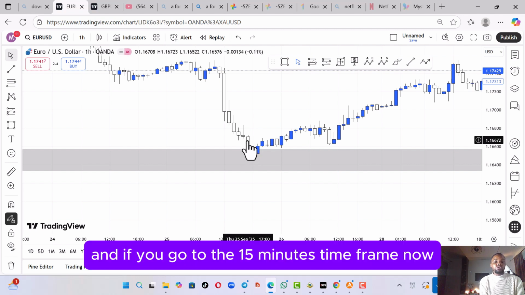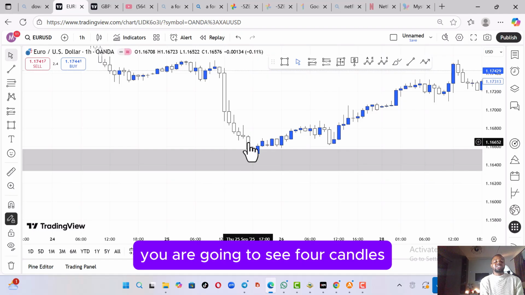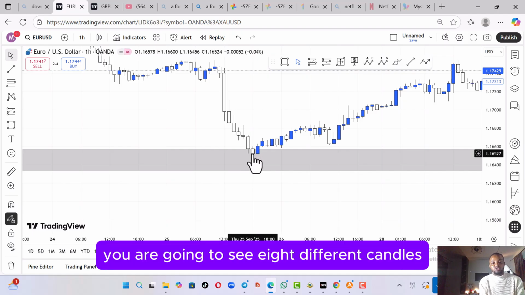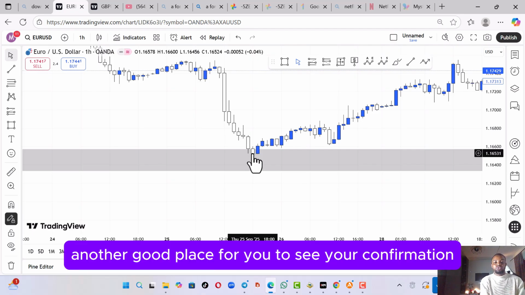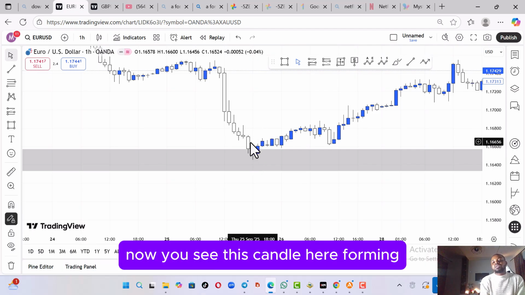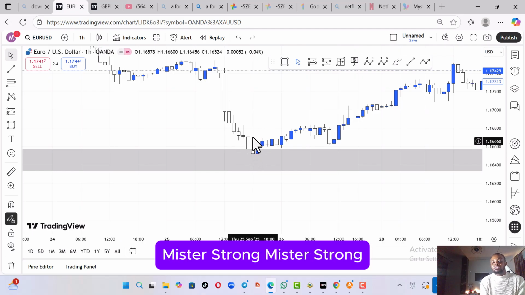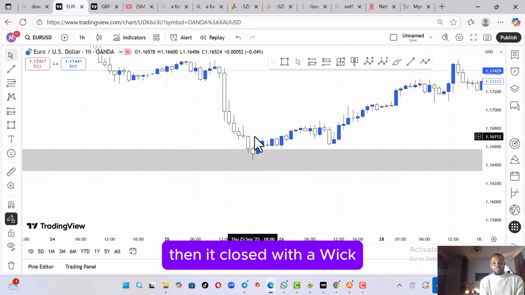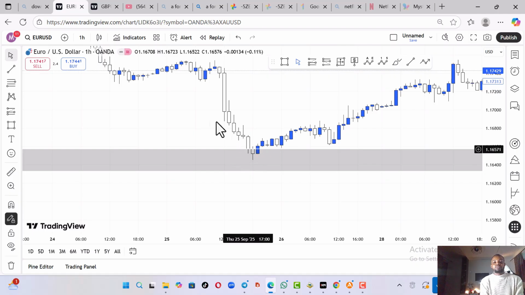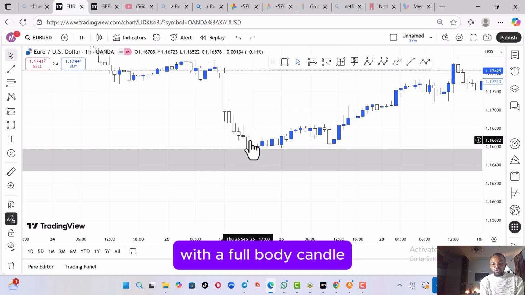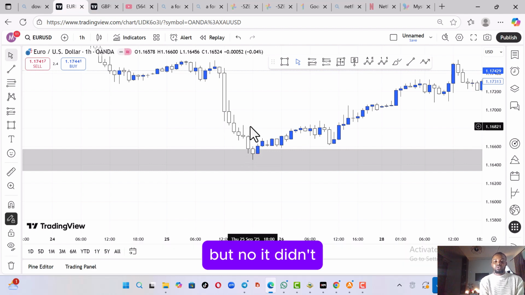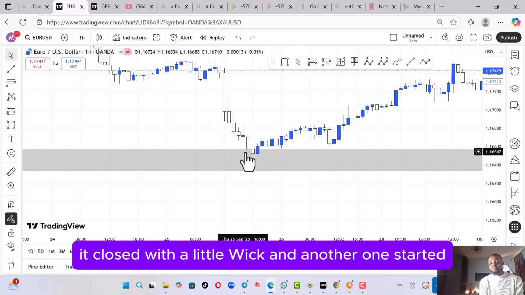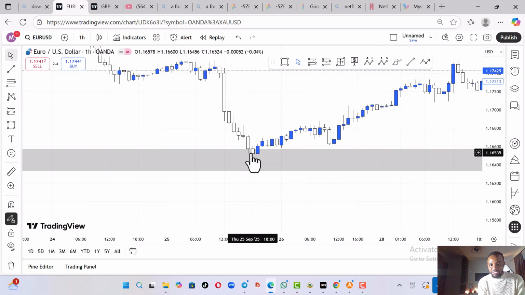And if you go to the 15 minutes time frame now, you are going to see four different candles, plus this one, you are going to see 8 different candles. So it's another good place for you to see your confirmation. Now you see this candle here forming, Mr. Strong. Then it closed with a wick. Assuming this candle had closed with a full body candle, probably this trade would still push down, but no, it didn't. It closed with a little wick and another one started.